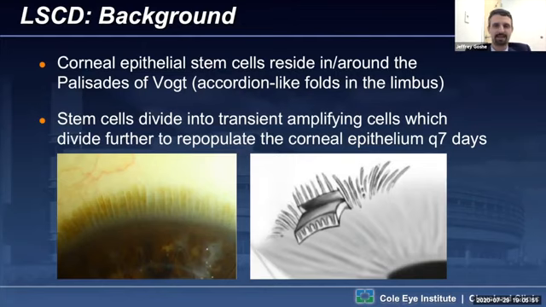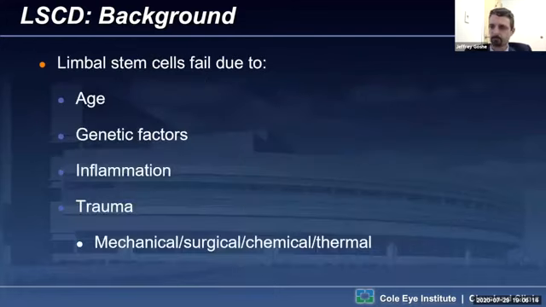So for those of you that are unaware, obviously the epithelial stem cells are this mysterious population of cells that reside in or around the palisades of Vogt, which are these little, sometimes extremely visible striations, undulations that you can see in the peripheral limbus. And from there, these stem cells provide the dividing, amplifying cells, which then undergo 20 to 30 replications and serve to repopulate the corneal epithelium about once every week.